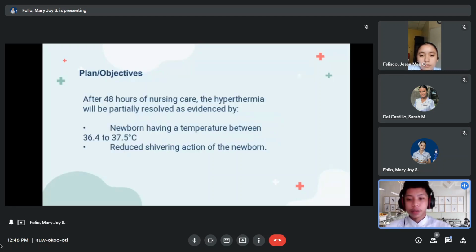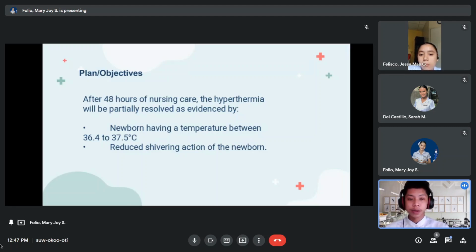Okay, so our plan or objectives. After 48 hours of nursing care, the hyperthermia will be partially resolved as evidenced by the baby having a temperature between 36.4 to 37.5 degrees Celsius, or within normal range, and also reduced shivering of the newborn.